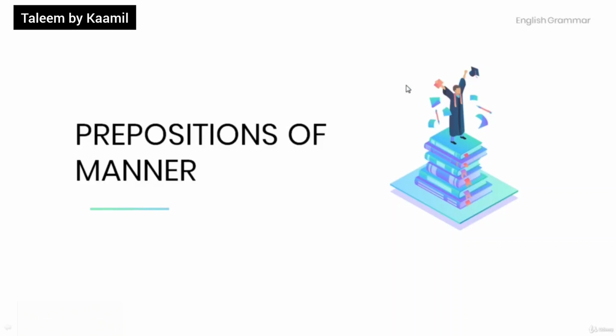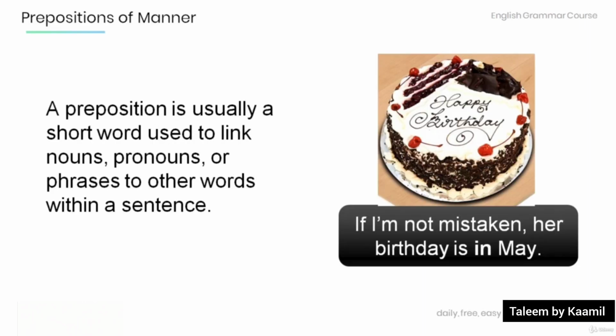Welcome to this tutorial. Today we're going to talk about prepositions of manner. Let's get started. A preposition is usually a short word used to link nouns, pronouns, or phrases to other words within a sentence. Have a look at the example below.